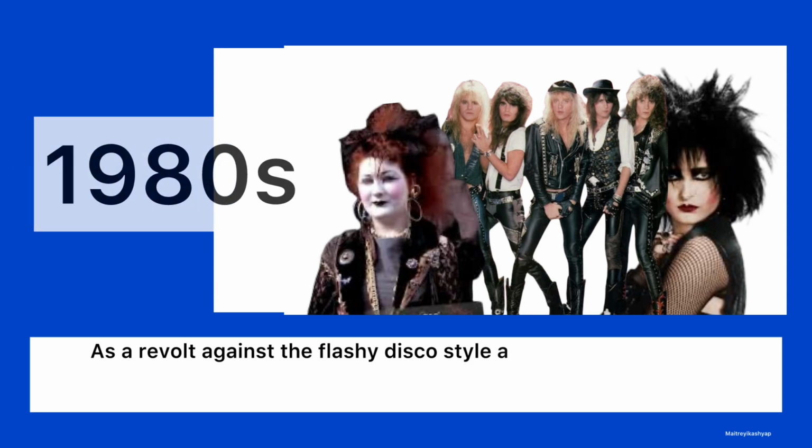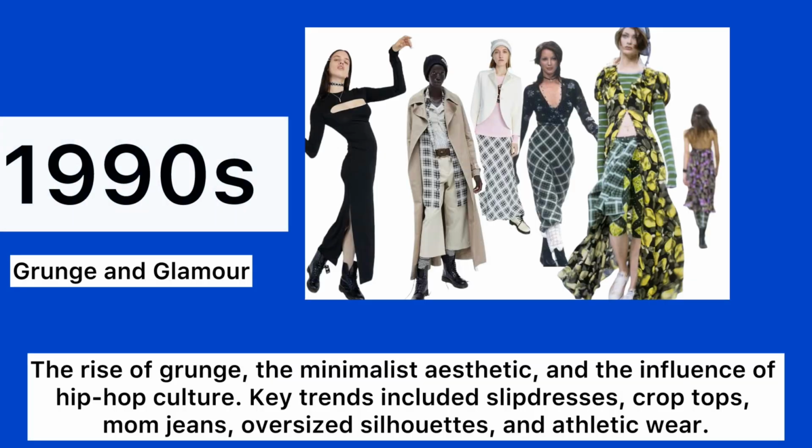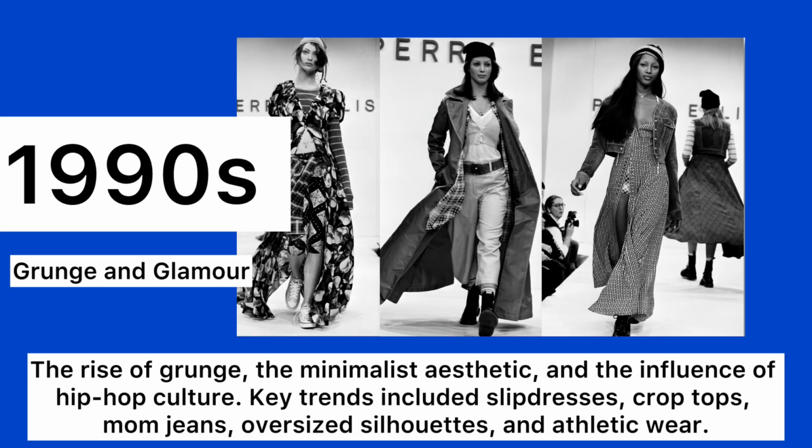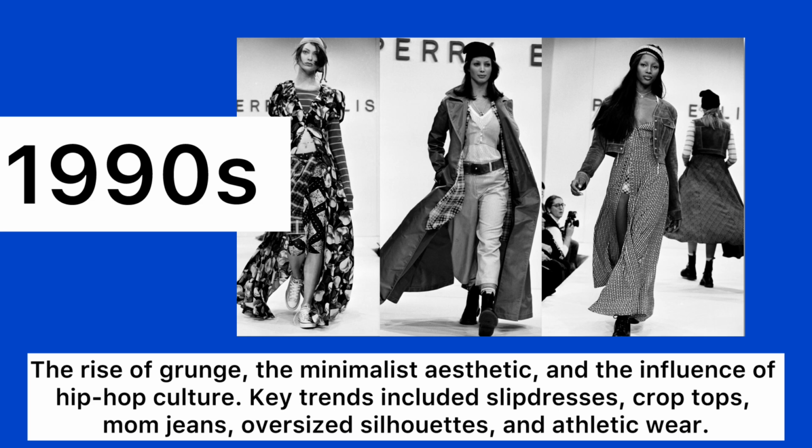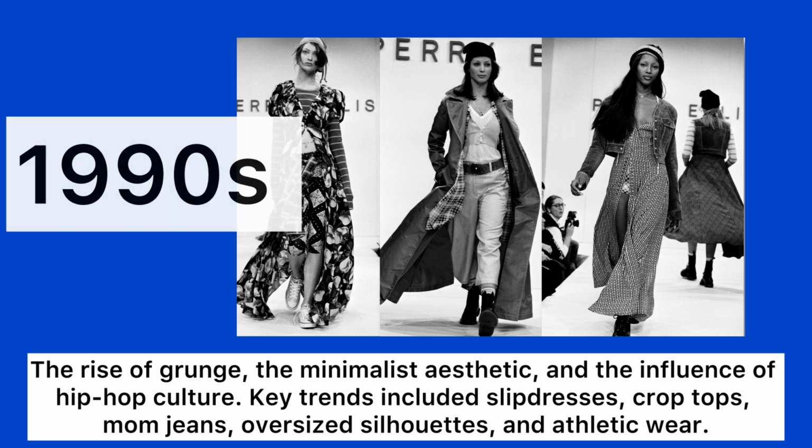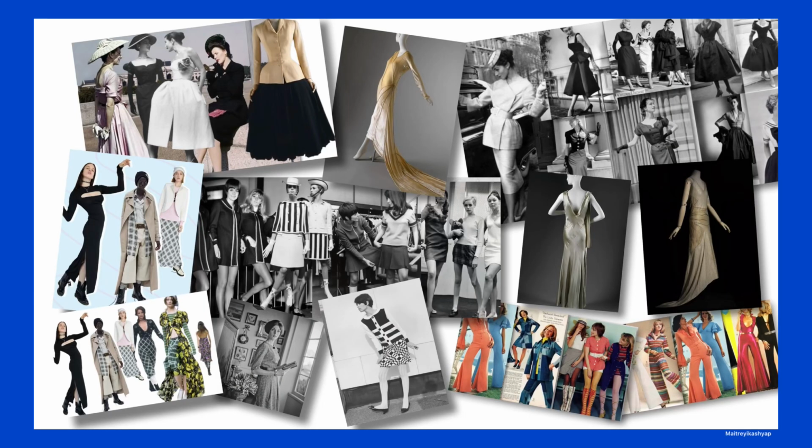So the 1990s was the time of grunge and glamour. It saw the rise of grunge, the minimalistic aesthetic, and the influence of hip-hop culture. Key trends included slip dresses, crop tops, mom jeans, oversized silhouettes, and athletic wear. So the 90s was the grunge look, and by this we are at the end of the highlights of 20th century fashion.